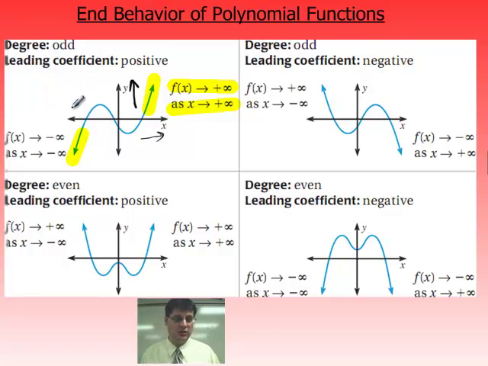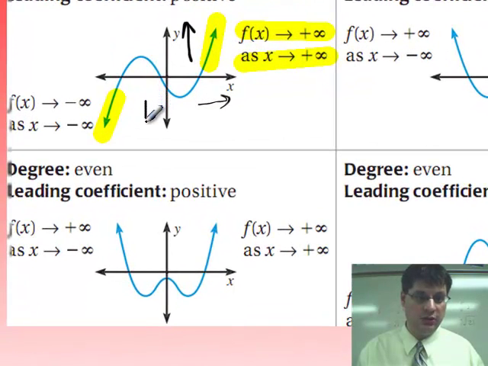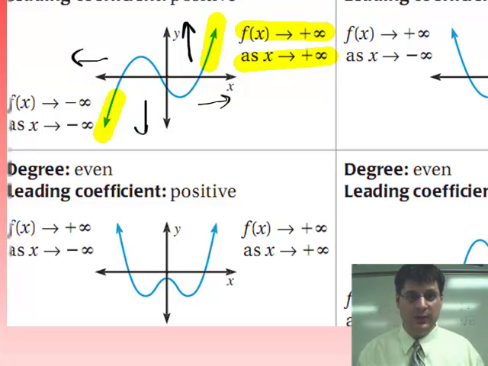And then in the other direction, f of x is approaching negative infinity, so it's going down to negative infinity as x approaches negative infinity. So it's going down and to the left. And we would express it this way. If the degree is odd, but the leading coefficient's negative, it simply reflects.